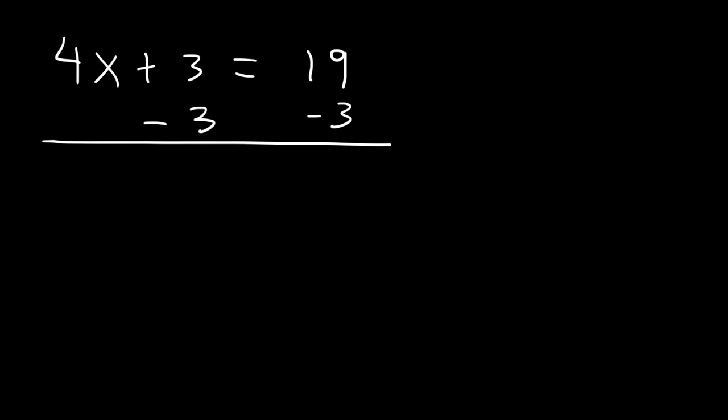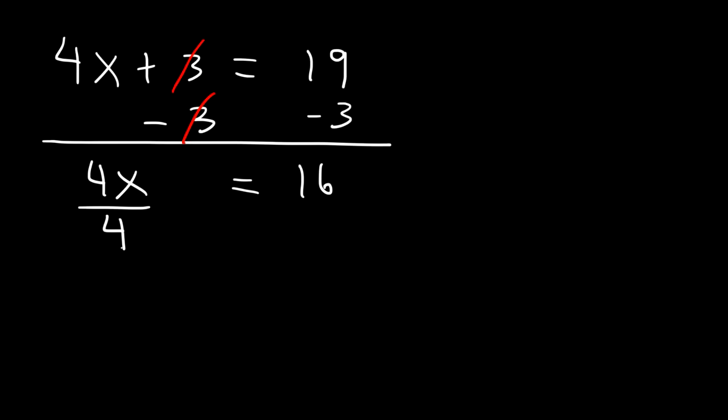Here's another example that you could try. 4x plus 3 is equal to 19. So based on the last example, take a moment and work on this problem. Feel free to pause the video. Now just like before, we're going to start with subtraction. Let's subtract both sides by 3, just to get rid of the 3 on the left side. 3 and negative 3, they add up to 0. So we just have 4x on the left side, and on the right side, it's going to be 19 minus 3, which is 16.